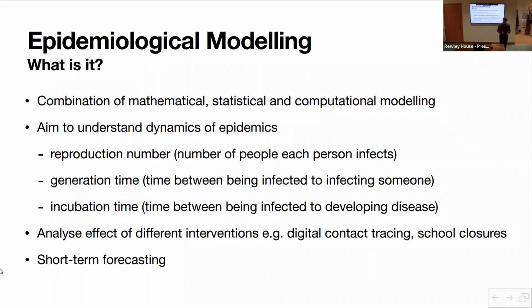And the final thing models are used for is short-term forecasting. They get a lot of press, but it's probably in some ways the least important thing. I think the first two are the most important because it's about understanding what's going on and understanding what you can do.